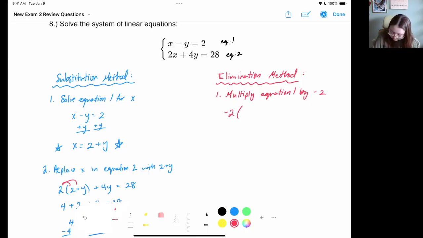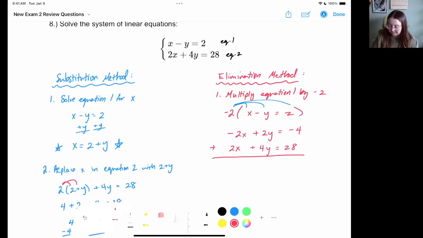So we're going to have negative 2 times everything in equation 1. So we're going to distribute negative 2 there. Negative 2 times x will give us negative 2x. Negative 2 times negative y, that's a double negative, so it's going to end up being positive, so we're going to get plus 2y. This is equal to negative 2 times 2, which is negative 4. So this is our new equation. We're going to add this equation to equation 2: 2x plus 4y equals 28.